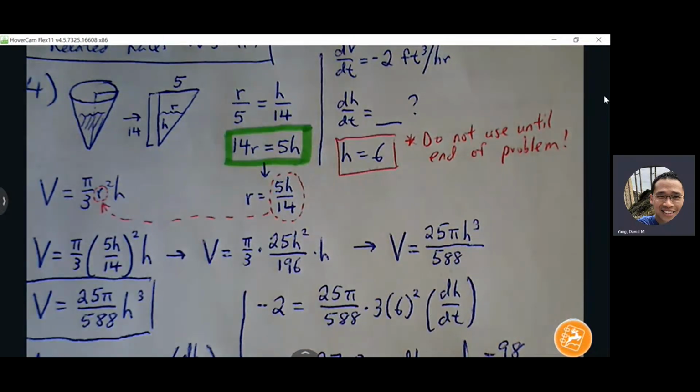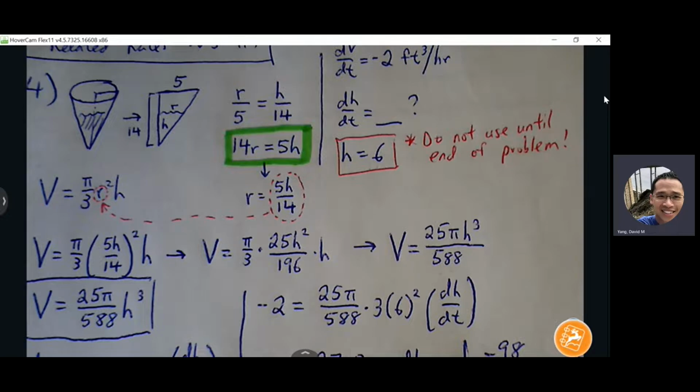R over 5 equals h over 14. Cross multiply, we get 14r equals 5h. Any idea how this can help us move towards our answer faster? 14 dr over dt is 5 dh over dt. Right, we have this equation, right? So we can find the derivative of any equation as long as time is involved.